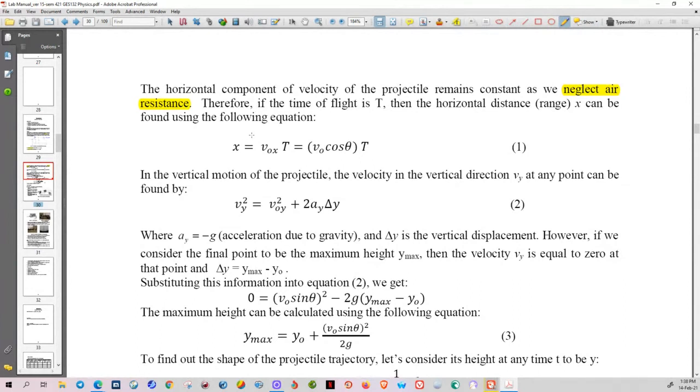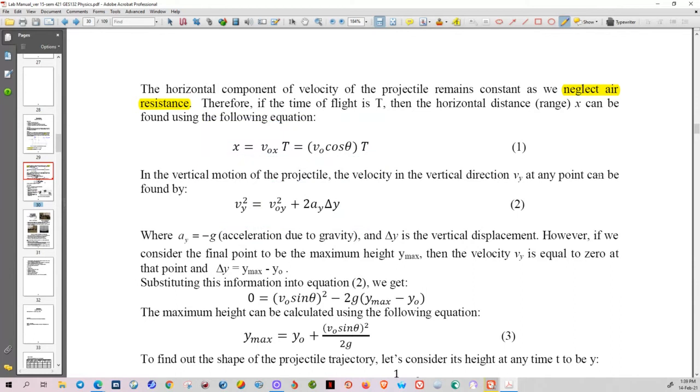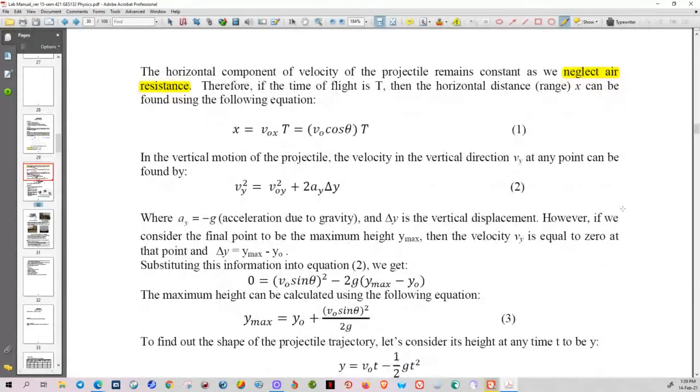The rule that we use is this one. That's the rule to find the maximum horizontal range of our projectile. To find the maximum height or the velocity at any point of your projectile, we use equation number 2. And these equations are simply the velocity equation or distance equation. It is the same equation as we get from velocity and acceleration equations, okay?